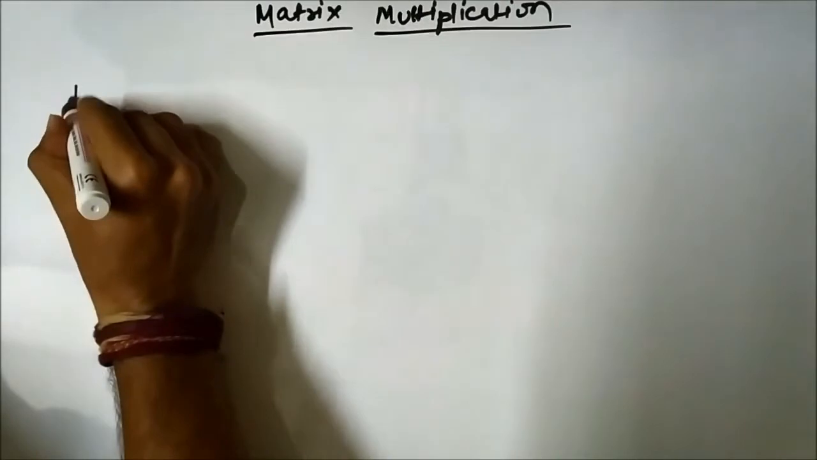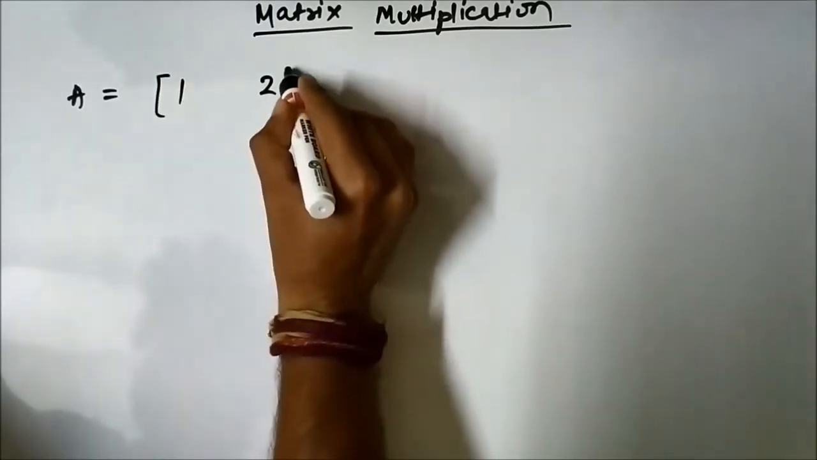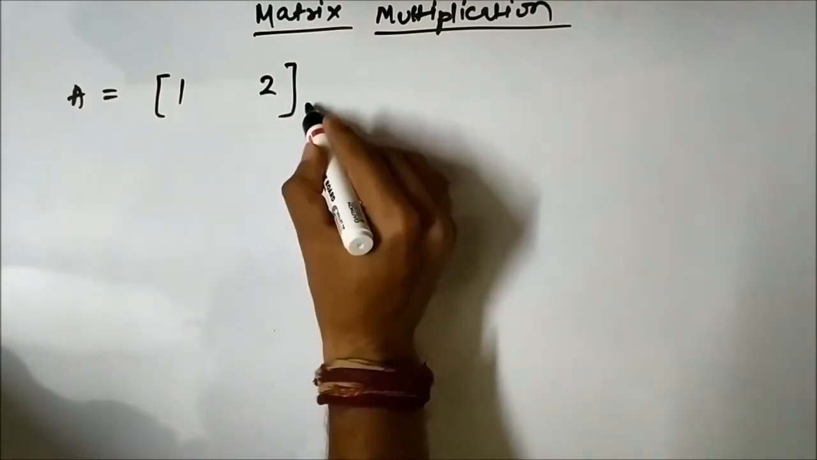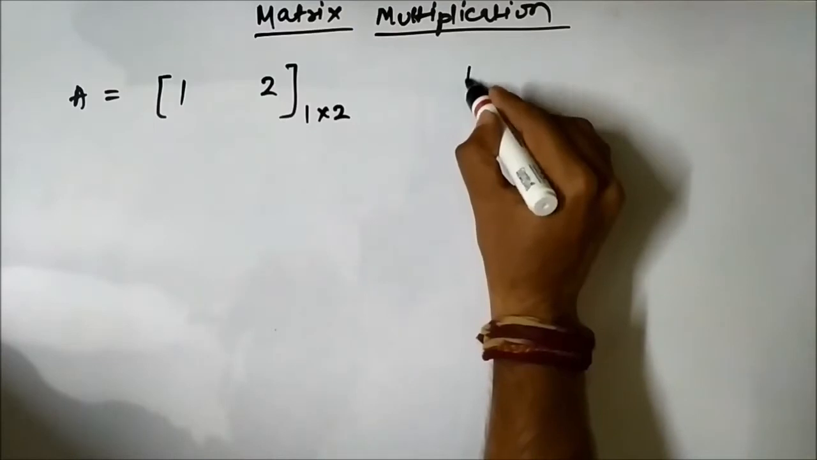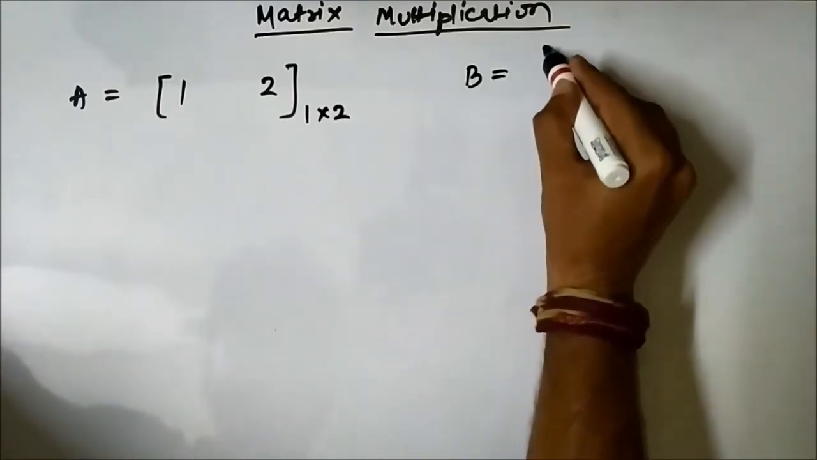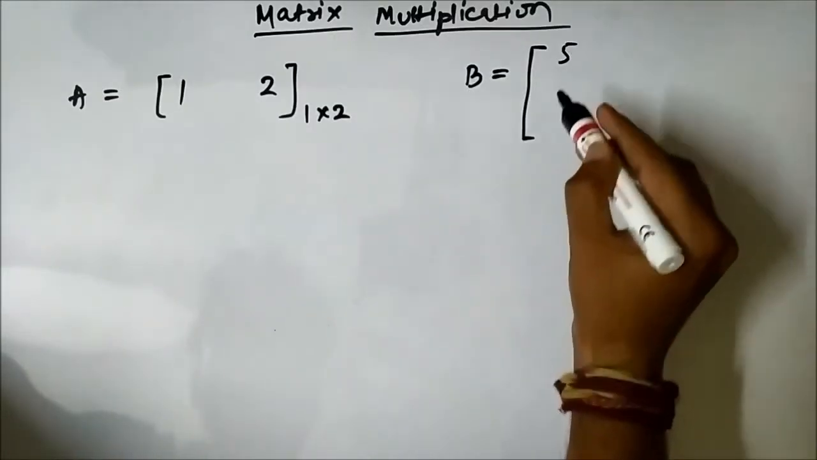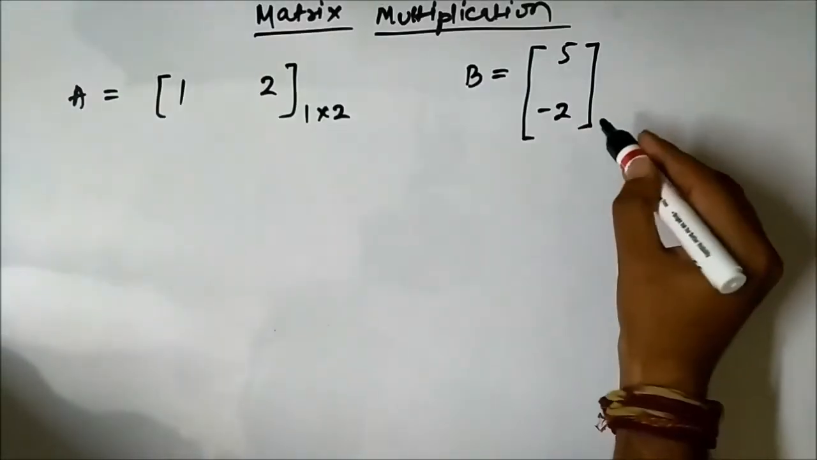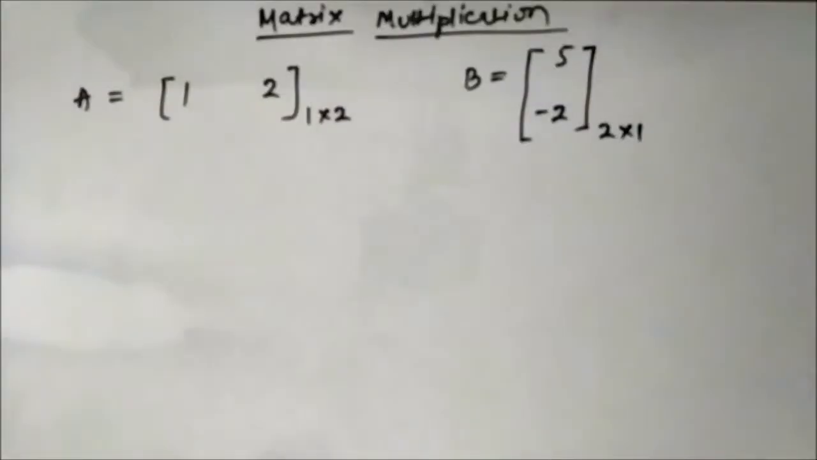Let's say A is equal to [1 2]. It is a row matrix. It has one row and two columns. And let's say another matrix B is given by [5, -2]. It is a column matrix. It has two rows and one column.